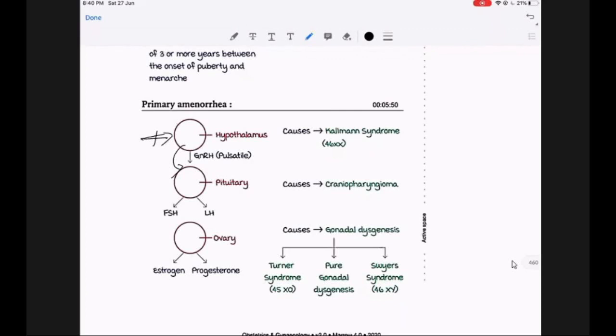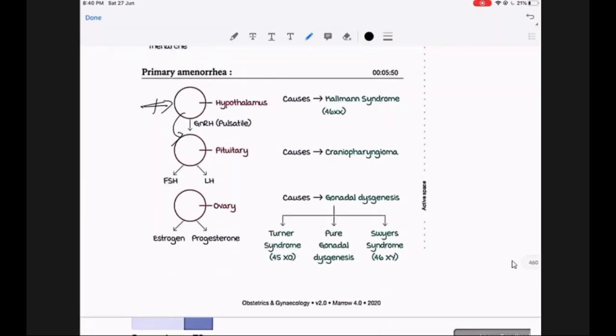Pituitary gives FSH and LH. This acts on your ovary. This ovary releases estrogen, progesterone, basic things. Now the syndromes: if there is some disorder with your hypothalamus where your GnRH is not released properly. Now if there is some pituitary defect, the most common condition where your pituitary is affected is something called craniopharyngioma. First thing was Kallmann syndrome. Second thing is craniopharyngioma. Now coming to the ovary part.